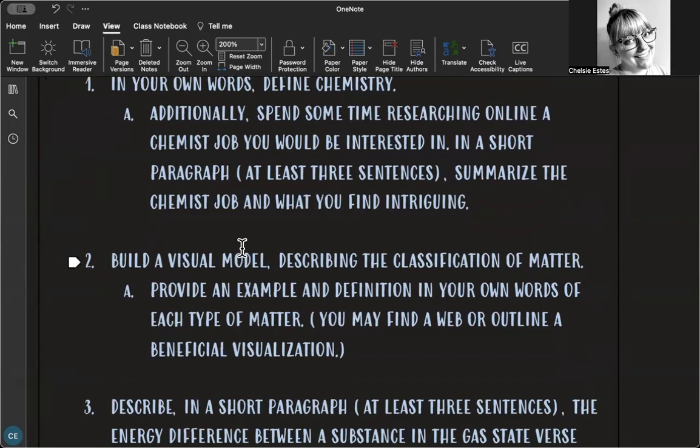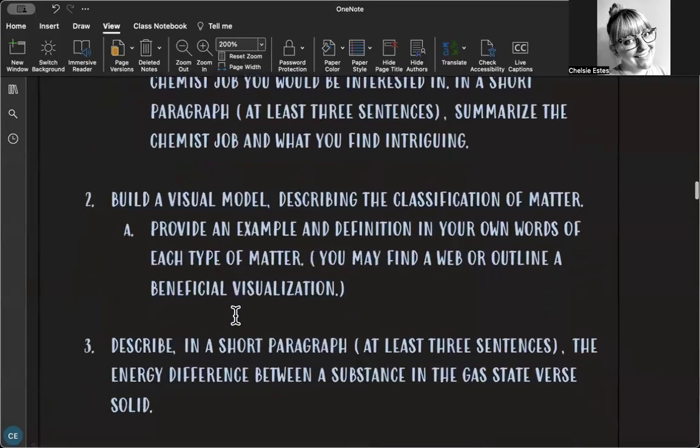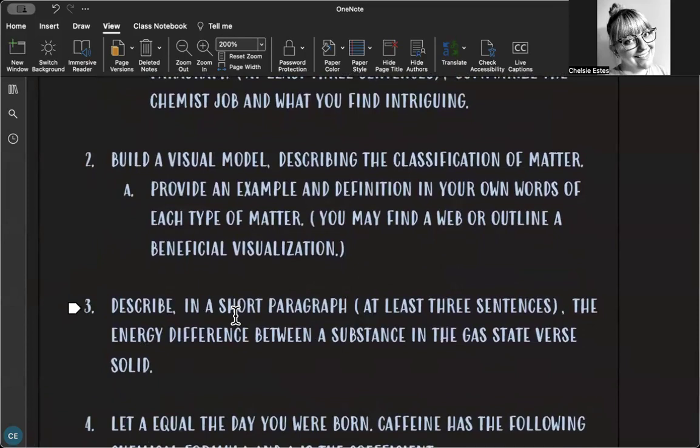So number 2 is building a visual model. It can be like a web, which is what they use oftentimes in class, describing the classification of matter. Provide an example and definition in your own words of each type of matter. So if somebody asks you to describe those classifications you gave, what would it be? This is one where you could use the internet for it, but you don't have to. If you did, you'd want to do in-text citations and references.